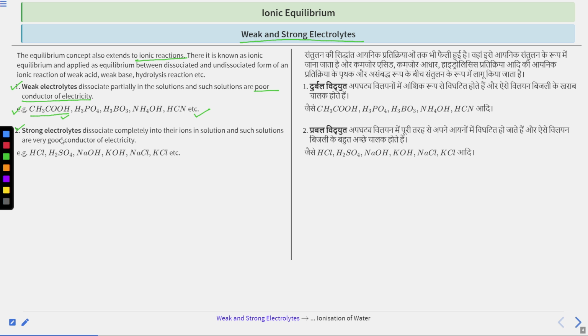Other than that, strong electrolytes are the opposite of weak electrolytes. They dissociate completely into their ions in the solution, and such solutions are very good conductors of electricity. So one property of strong electrolytes is that the solution of strong electrolytes conducts electricity very well. Examples of strong electrolytes are HCl, H2SO4, NaOH, KOH, NaCl, KCl, etc. These are some examples of strong electrolytes. Let's move on.